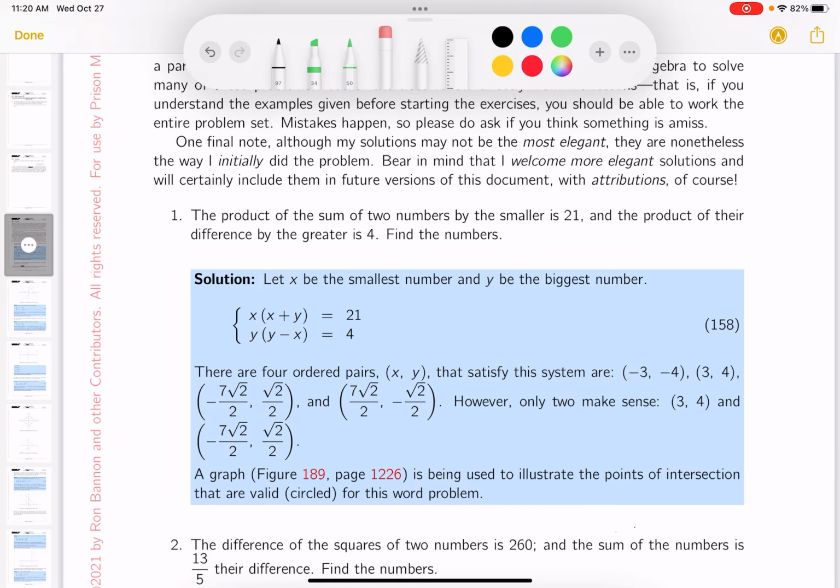So how are you going to solve that? One thing you can do is simply multiply it out. Let's write this down. You would get x squared plus xy is equal to 21, and the second equation, y squared minus xy is equal to 4. You could add them together, and you get something pretty simple: x squared plus y squared is equal to 25.